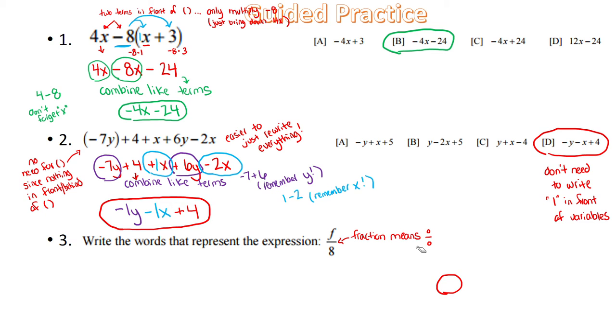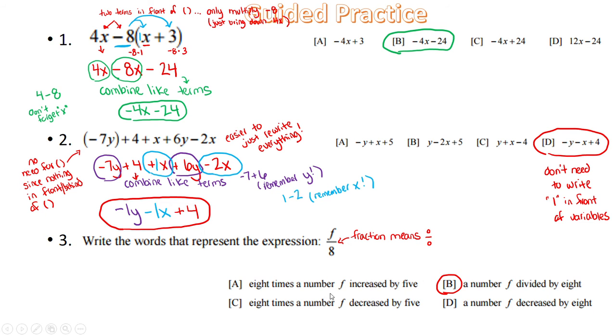So I'm going to show you a bunch of word phrases, and we have to pick the one that means division. So the word increased means addition, decrease means subtraction. This is the one that's talking about division, so that's the answer choice that I need to pick. Okay, hopefully this is pretty easy. Again, it's just to prepare us for the word problems.